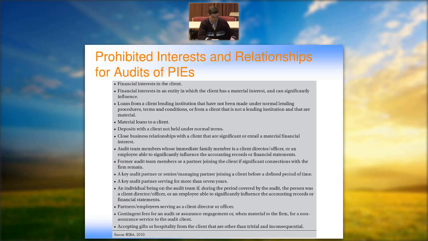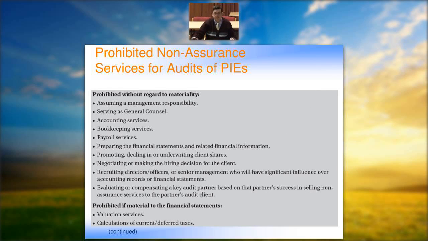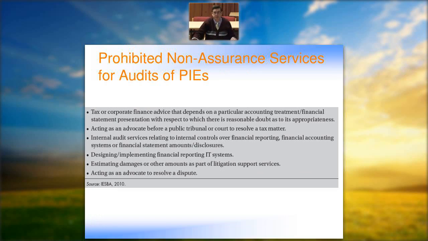But it does mean that you have to be careful about it. Again, on the next slide, we have prohibited non-audit services to the audit of public interest entities. Again, these are things you cannot do, or you're supposed not to do, for public interest entities. There's a couple of slides of them there. Again, they're not prohibited for non-public interest entities.